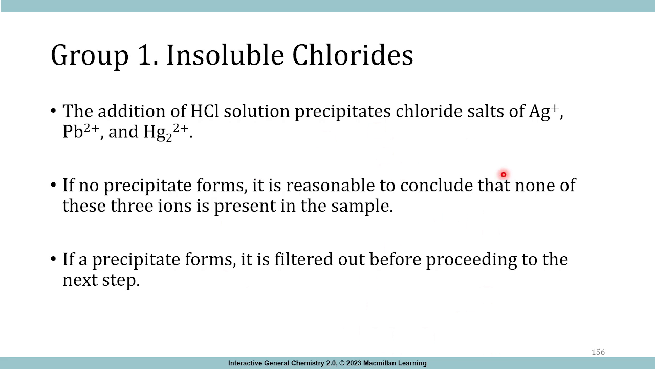The addition of HCl solution is going to precipitate the chloride salts of the silver, lead, and mercury. If no precipitation forms, then it's actually reasonable to conclude that none of these three ions are present in the sample when you've added the HCl to get the insoluble chlorides.